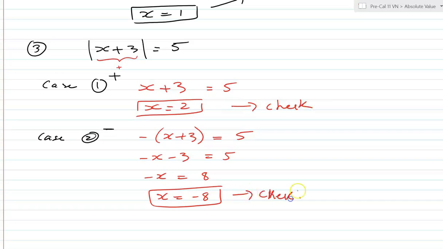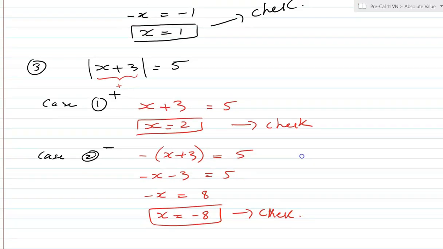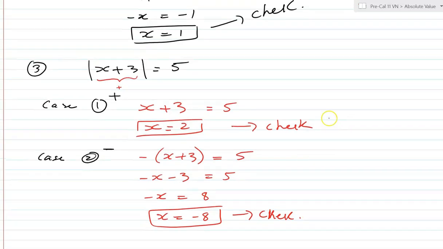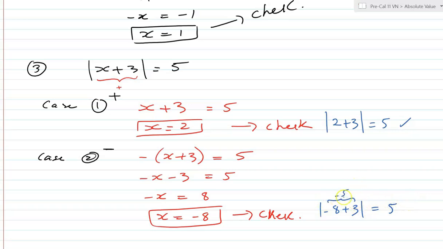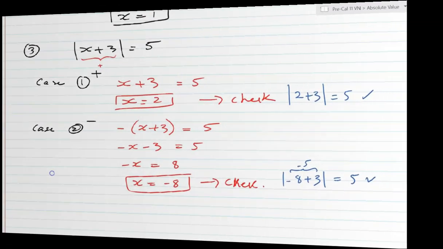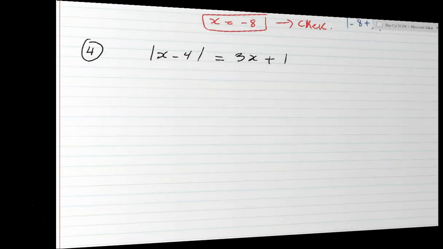And by checking means that you plug the numbers back in, and then you see if that is correct. So first of all, is the absolute value of 2 plus 3 equal to 5? Yes, it is. Next one is the absolute value of minus 8 plus 3. Is that equal to 5? Sure it is, because this is minus 5, and the absolute value of minus 5 is 5. Okay, simple as that.